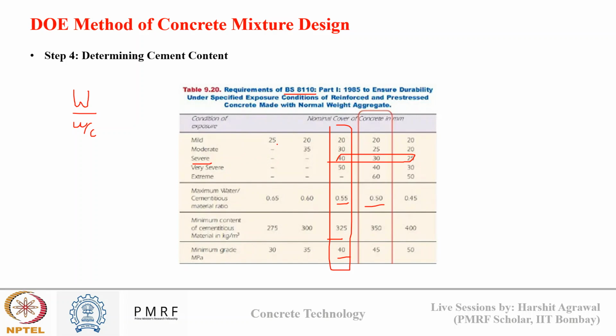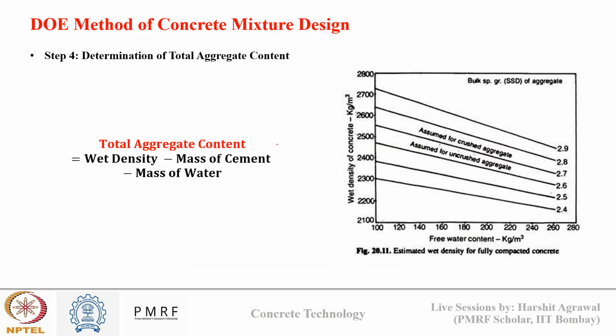So this is how we can read this table, and we can check whether the cement content which we have determined is passing the limits or not. After we have determined the total cement content, we will determine the total aggregate content.